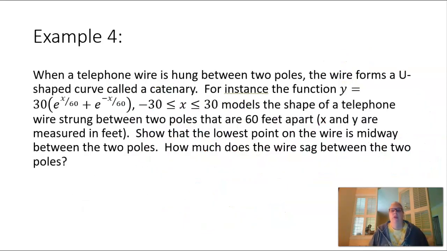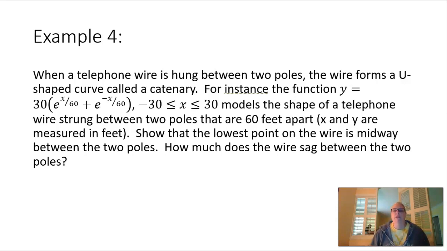Example 4. When a telephone wire is hung between two poles, the wire forms a U-shaped curve called a catenary. For instance, the function y is equal to 30 times the quantity e to the x over 60 power plus e to the negative x over 60 power, where x is between negative and positive 30, models the shape of a telephone wire strung between two poles that are 60 feet apart, and x and y are measured in feet. We want to show that the lowest point on the wire is midway between the two poles. How much does the wire sag between the two poles?